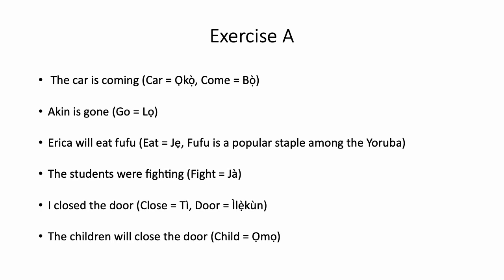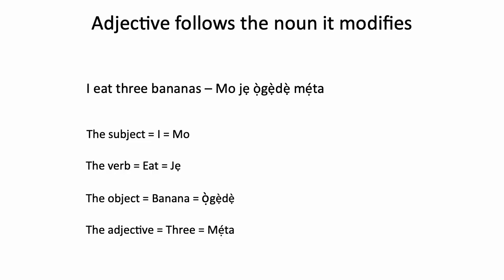Now, let's move on and try to consider other examples. Like in English, adjectives are used to modify nouns in Yoruba language. However, unlike in English, the adjective comes after the noun it modifies in Yoruba. Let's consider the sentence, I eat three bananas. It becomes mo je ogede meta in Yoruba. Mo je ogede meta.